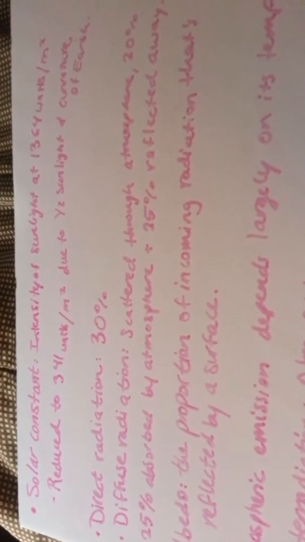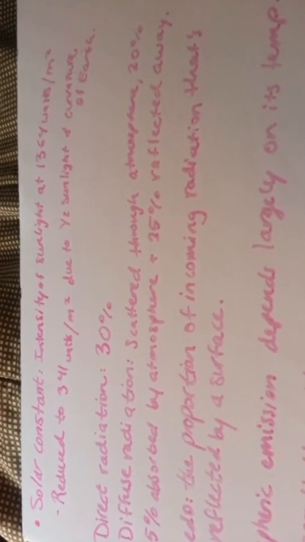Alright, so some more notes are solar constant. The intensity of sunlight is 1,364 watts per meter squared. This is, through diffusion and things, reduced to 341 watts per meter squared, as shown, due to the planet being only half in sunlight and the curvature of planet Earth. And then direct radiation is 30% of the heat coming in. Diffuse radiation is scattered through the atmosphere and is 20%. 25% is absorbed by the atmosphere and 25% is reflected away.